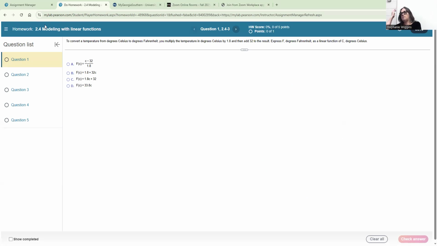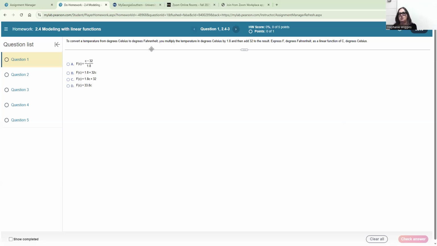That's not actually your homework, but I've taken an excerpt from your homework. And so it covers section 2.4 here. All right, so the first question says, to convert a temperature from degrees Celsius to Fahrenheit. So the Fahrenheit depends on what the Celsius is. We're inputting a Celsius to get an output of Fahrenheit.